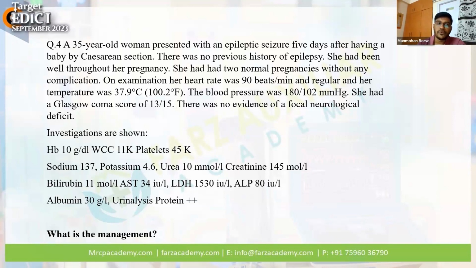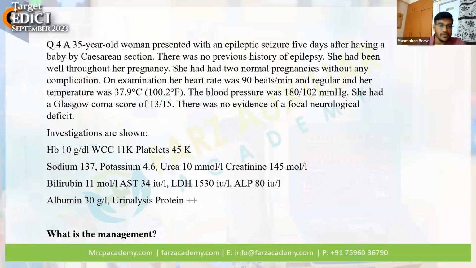There is no evidence of focal neurological deficits. Her labs were like HB 10, WBC 11, platelets 45,000, sodium 137, potassium 4.6, urea 10, creatinine 145 micromoles per liter. Bilirubin, LFT apart from LDH, others were acceptable. And there was protein on urine routine examination. What is the best management step?